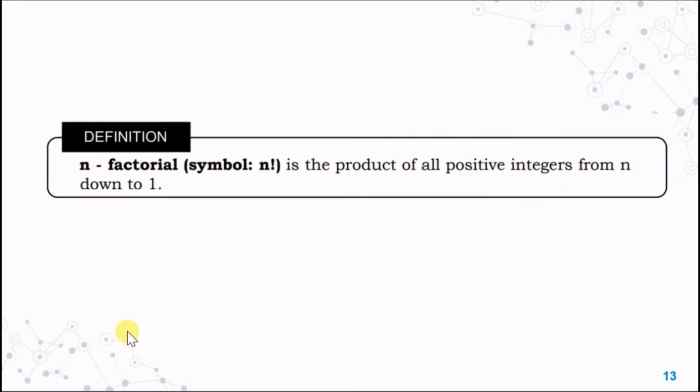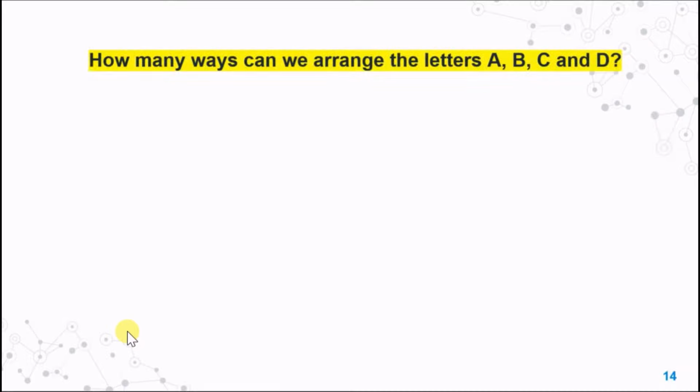So n factorial is the product of all positive integers from n, or the number of elements, down to the number 1. Again, let us consider one of the problems from a while ago. How many ways can we arrange the letters A, B, C, D?